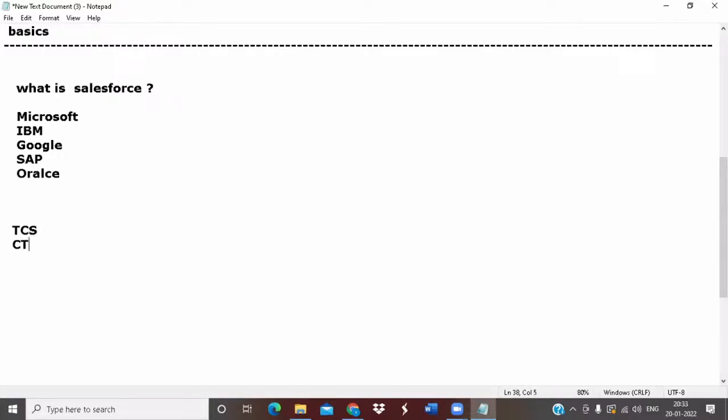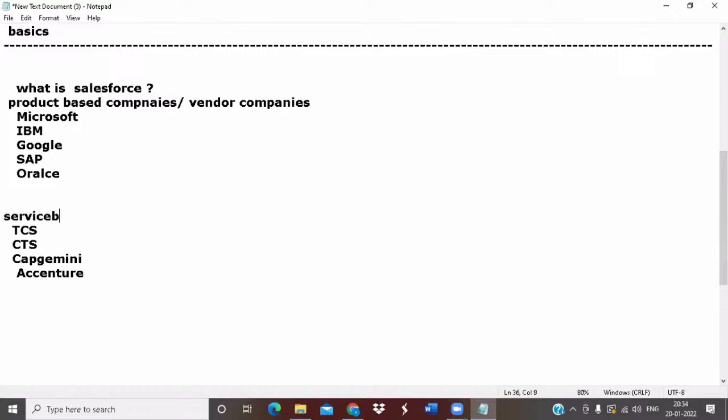Good. TCS, CTS, Capgemini, Accenture. Service provider companies. So there are so many companies in the world. What is the difference between these companies and these companies? These are product-based companies, and the rest are service-based. Or the other way around, we can call them vendor companies. Whereas TCS, CTS, Capgemini, Accenture, Wipro, these all belong to what? Service-based companies or development companies.